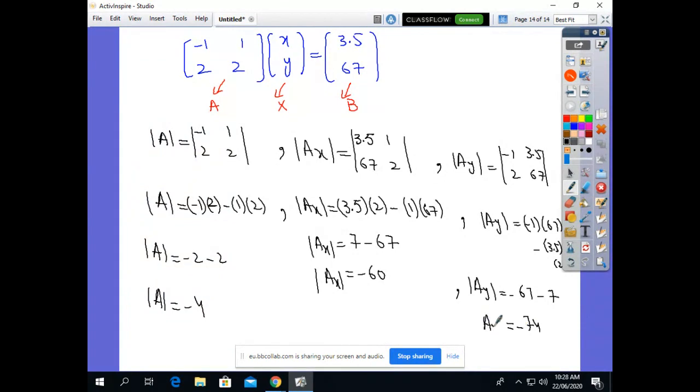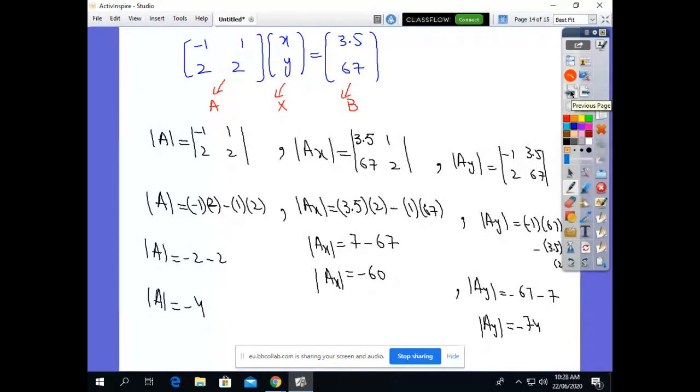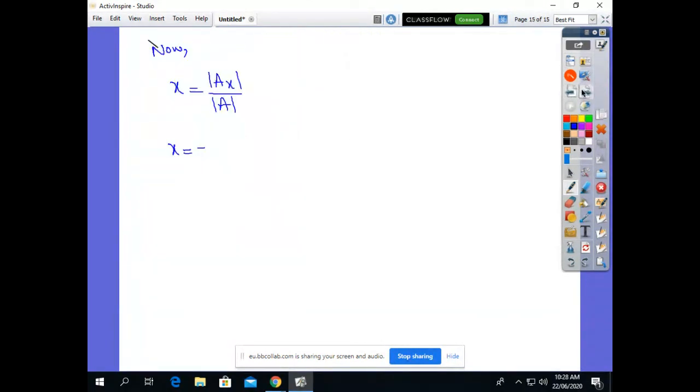Now, on the next page, x is equal to the determinant of AX divided by the determinant of A. What is the value of AX? Which is -60. And what is the determinant of A, which is negative 4? The value of AX is negative 60 and the value of A is negative 4. After simplification we get 15. That is, the negative sign is cancelled with the negative sign, and 4 times 15 is 60, so it becomes 15.